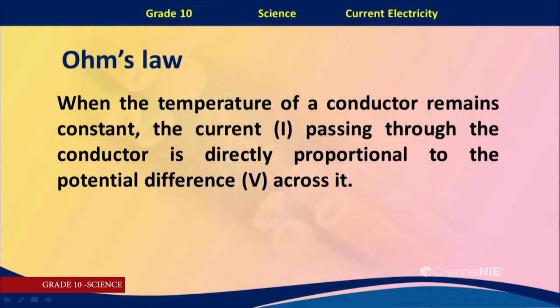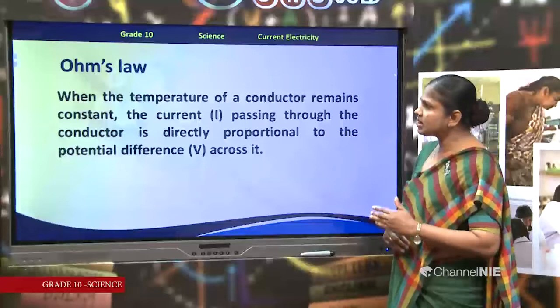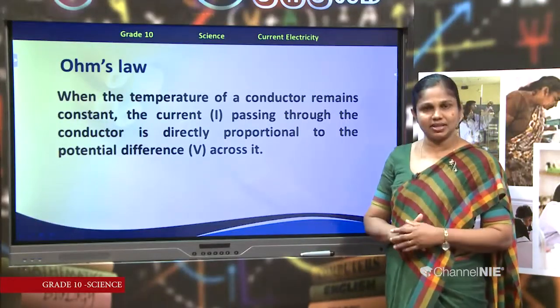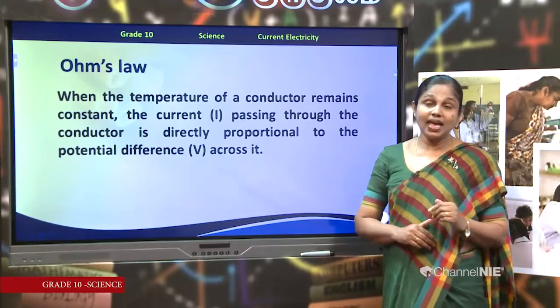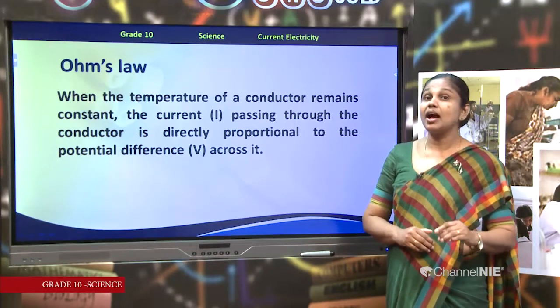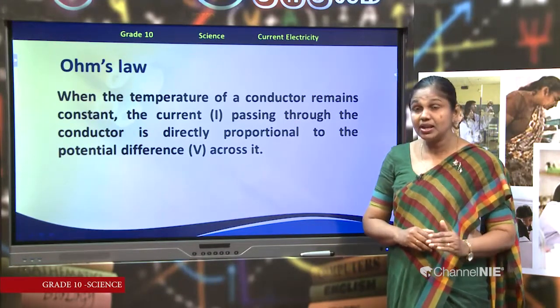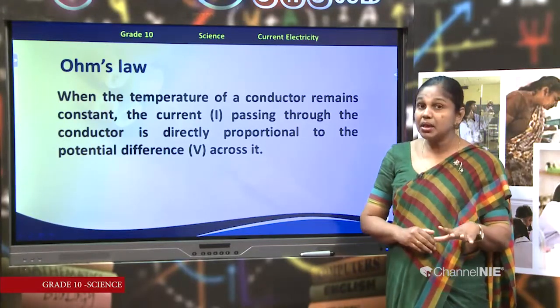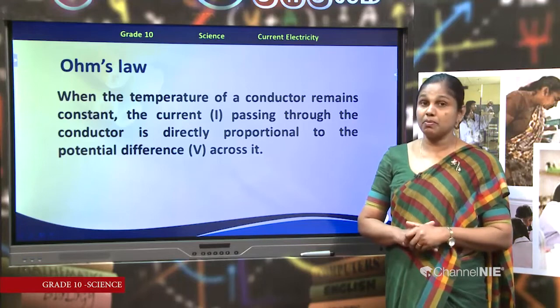What does this law state, children? This law states when the temperature of a conductor remains constant, the current passing through the conductor is directly proportional to the potential difference across it. Here it has a condition, children: when the temperature of a conductor remains constant. That's why during the activity I told you, we have to switch off the circuit after getting the reading. Just after getting the reading, we must switch off the circuit and keep a few minutes to cool down the nichrome coil.